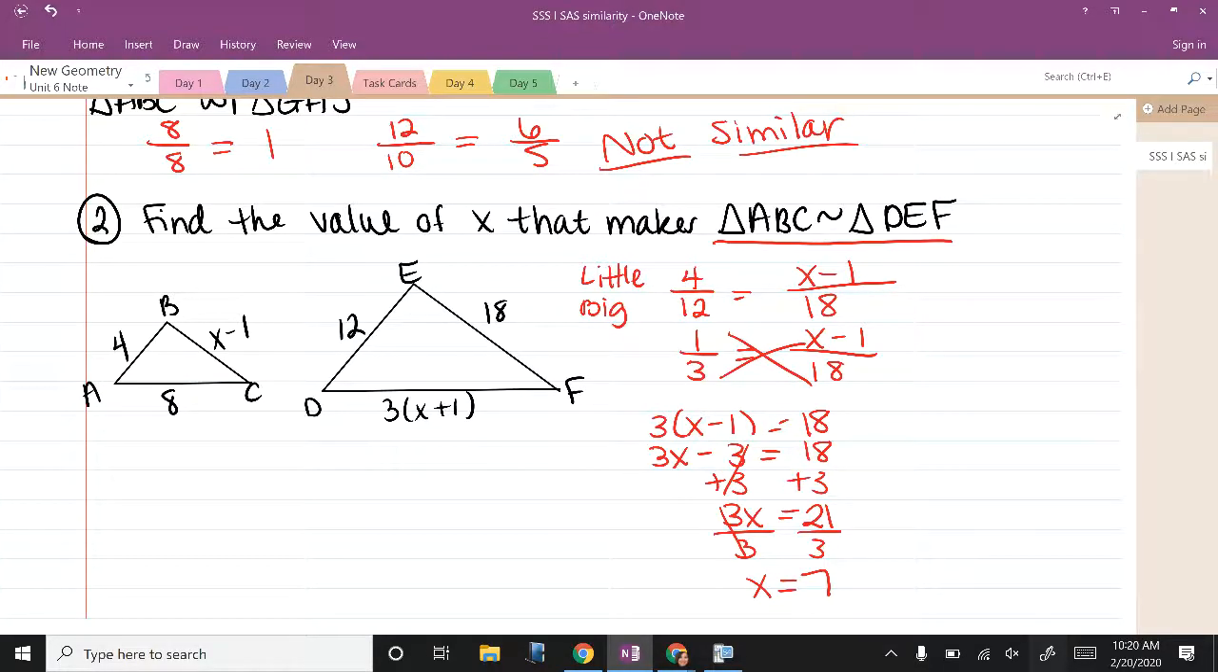Okay, and then we could check it. We see our scale factor reduced down to 1/3, right? So if I put x minus 1 right here, 7 minus 1 is what? 6. The 6 over 18 reduces to 1/3. And we can plug it in right here. 7 plus 1 is 8. 3 times 8 is 24. Does 8 over 24 reduce to 1/3? Yeah, so that's one good way you can check it, is to make sure everything reduces down to the same fraction. So to find the value of x, all you had to do was set up a proportion and solve for x. Does that make sense?